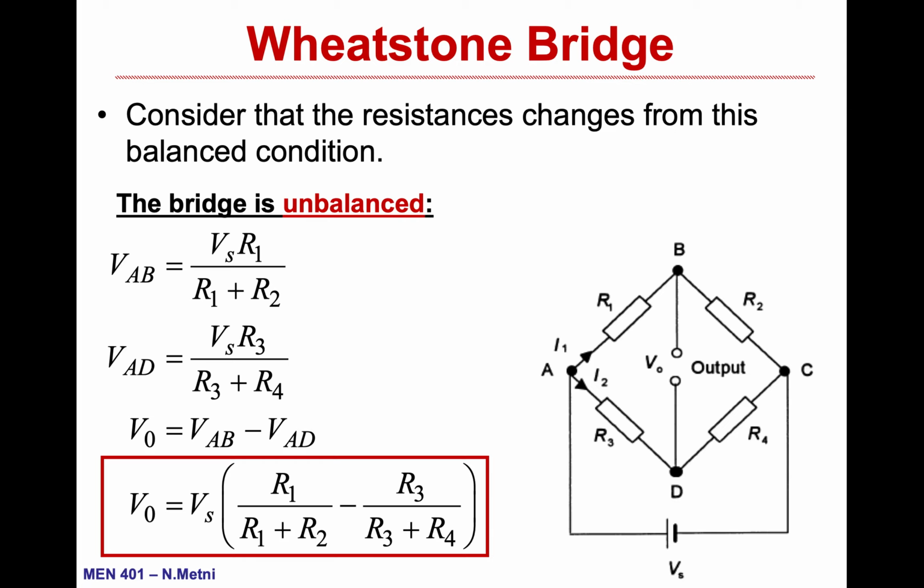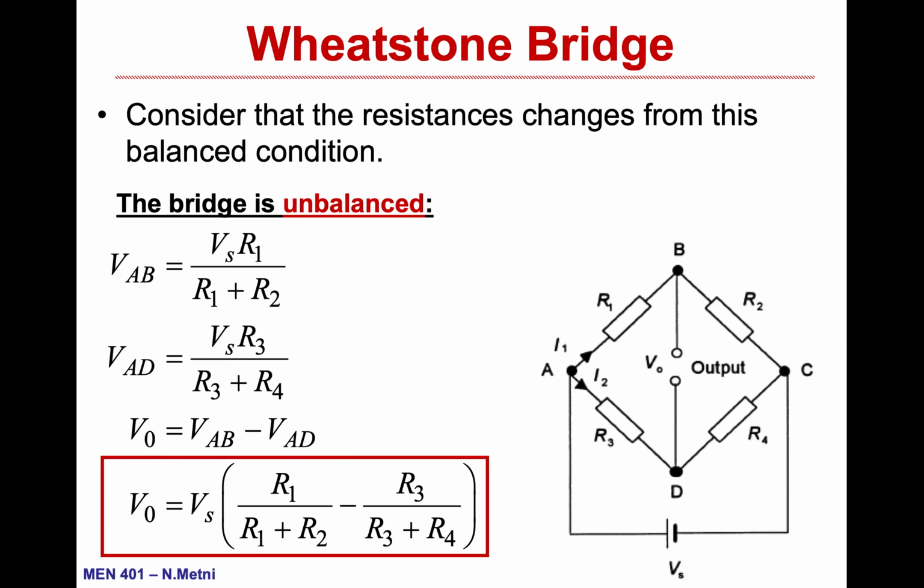Do the subtraction of these two terms, and I will have V0 equal to Vs times R1 over R1 plus R2 minus R3 over R3 plus R4. So now I have a relation of V output. Okay, where is the sensor? In this case, one of the resistances, one of the legs of the bridge, can be removed and replaced by a sensor.